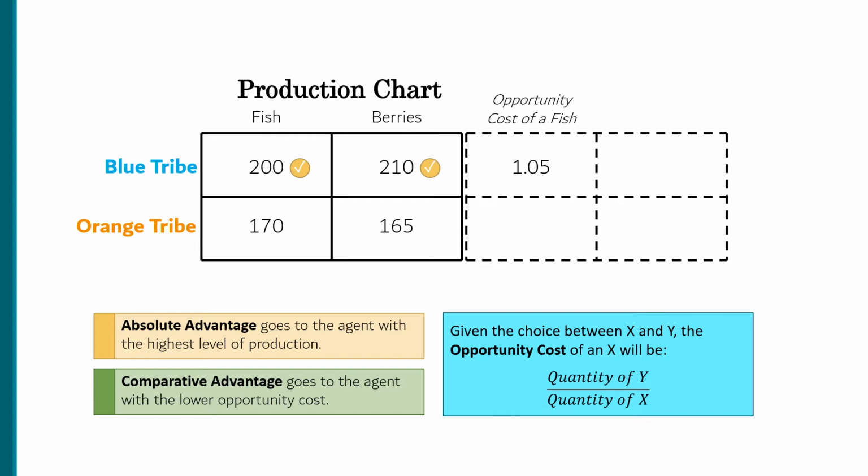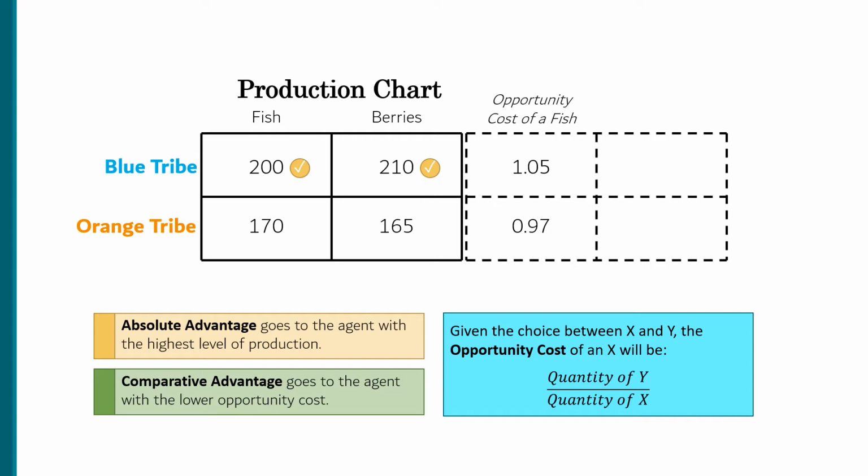Let's do the same calculation, but for Orange Tribe. For them, we take the 165 berries we give up and divide by the 170 fish that we gain to get an opportunity cost of a fish for Orange Tribe of around 0.97. I rounded a bit.